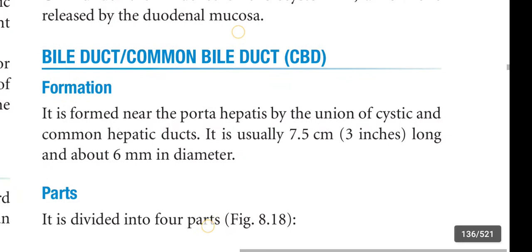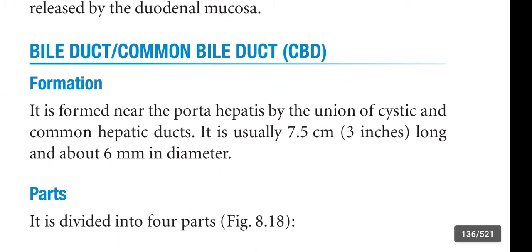Bile duct, or common bile duct. First, formation. It is formed near the porta hepatis by union of cystic and common hepatic ducts. It is usually 7.5 centimeters, that means 3 inches long, and about 6 mm in diameter.